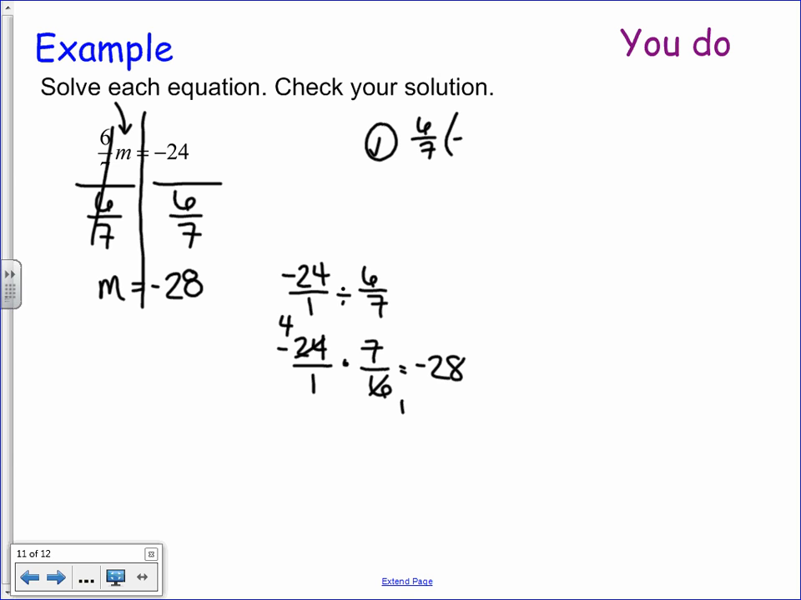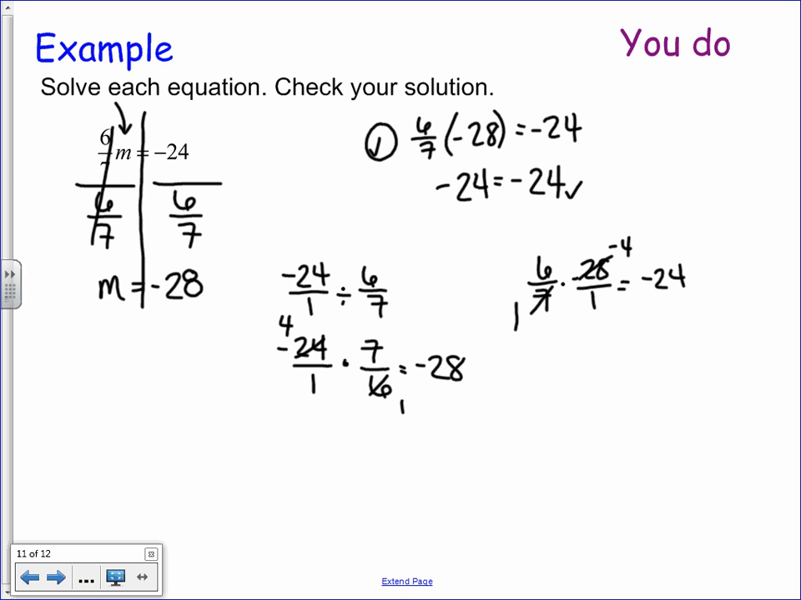Checking here, we get 6/7 times m, which is -28, equals -24. And I don't know about you guys, but I can't do 6 over 7 times -28 in my head, so we got to do some scratch work again. And we can simplify here. That goes to 1, that goes to -4, and we multiply straight across, we get -24. And -24 does in fact equal -24, so this answer here is correct.